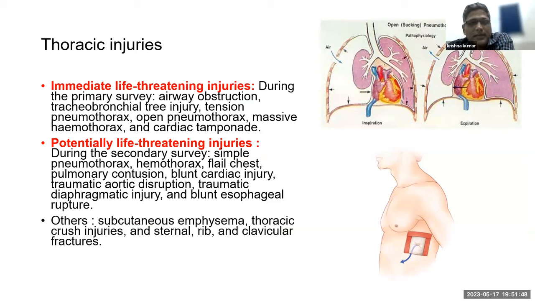These include airway obstruction, tracheobronchial tree injury, tension pneumothorax, open pneumothorax, massive hemothorax and cardiac tamponade. They are going to kill the patient immediately. And there are certain potentially life-threatening injuries. They may not kill the patient immediately, but over a period of time, the next 24 or 48 hours, they can. They also need to be assessed in the secondary survey, like simple pneumothorax, hemothorax, flail chest or pulmonary contusion, blunt cardiac injury, traumatic aortic disruption, traumatic diaphragmatic injury, blunt esophageal rupture, sternal fractures, and clavicular fractures. These are all potentially life-threatening, which are generally assessed in the secondary survey.